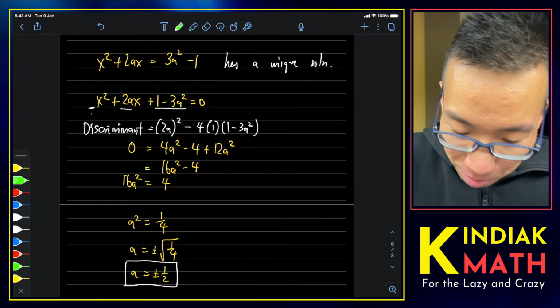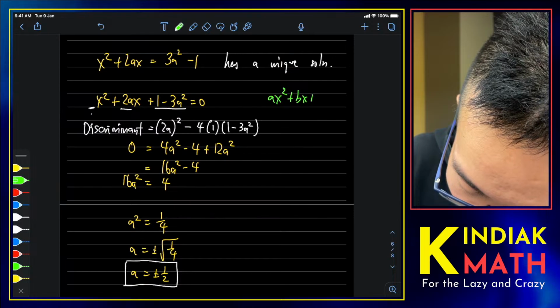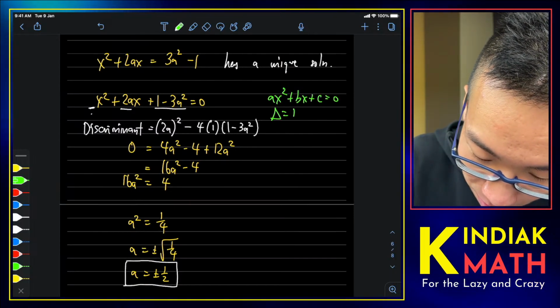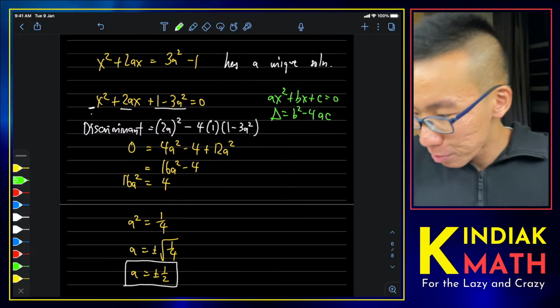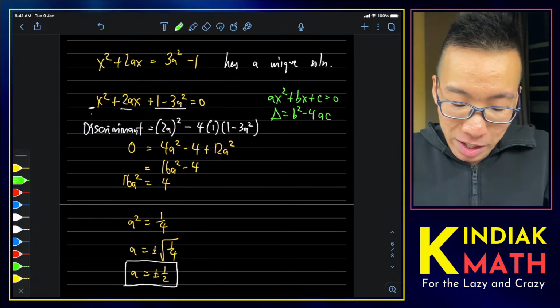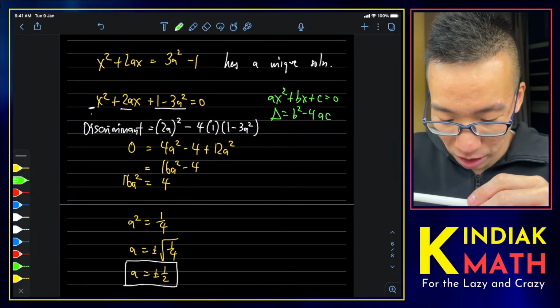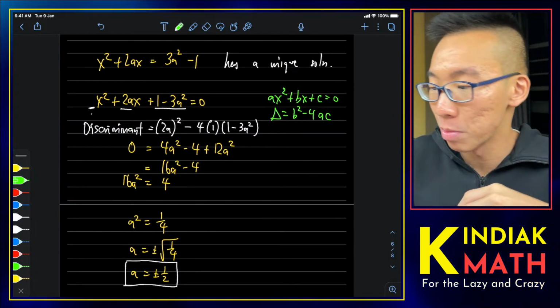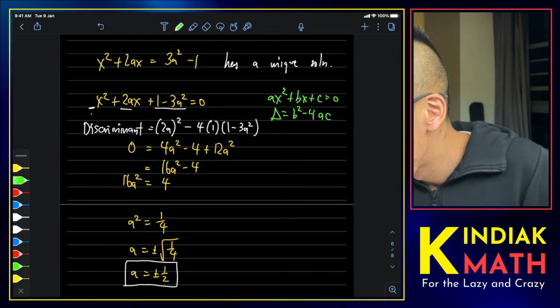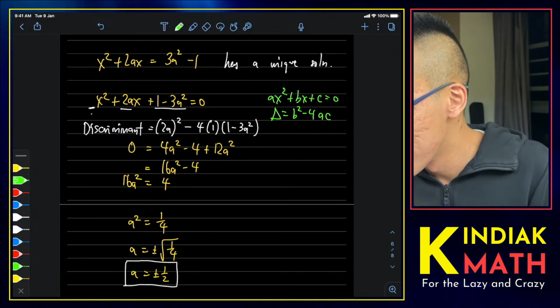Let me write that down in more detail. The discriminant is b squared minus 4ac. And if that's the discriminant, then we can simplify this using a bit of algebra and obtain a equals plus or minus a half. Alright, so hope that answers the question.